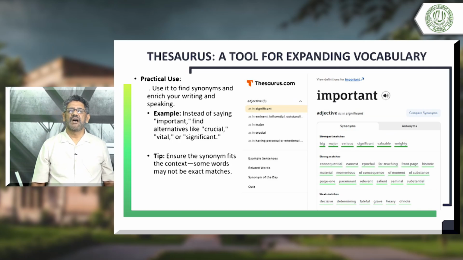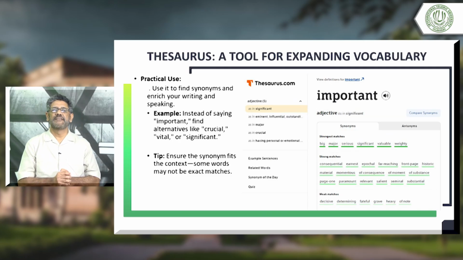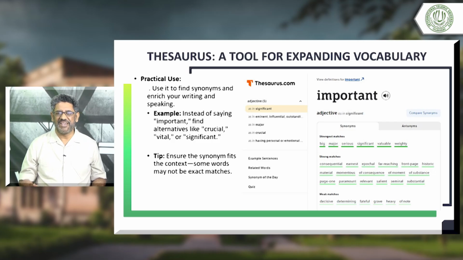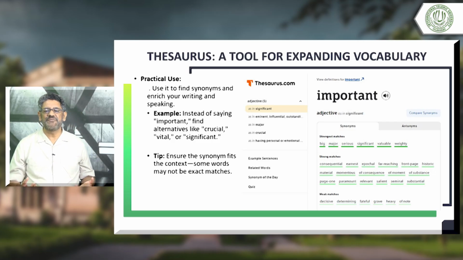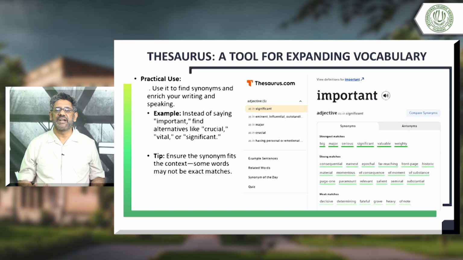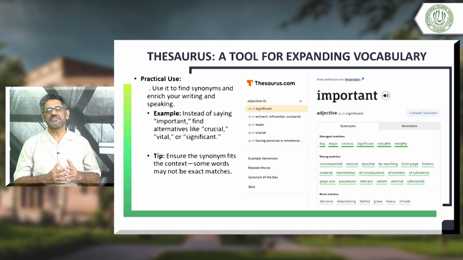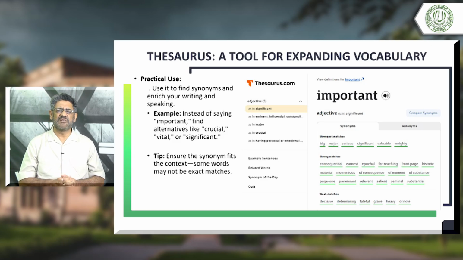Thesaurus, a tool for expanding vocabulary. Why? Thesaurus is commonly known as a dictionary of synonyms. Okay? Now you find the synonyms and enrich your writing and speaking. For one word, it will give you so many synonyms. Like for example, important. If you keep using important all the time, it looks very boring, uninteresting. So you can use crucial, vital, significant.